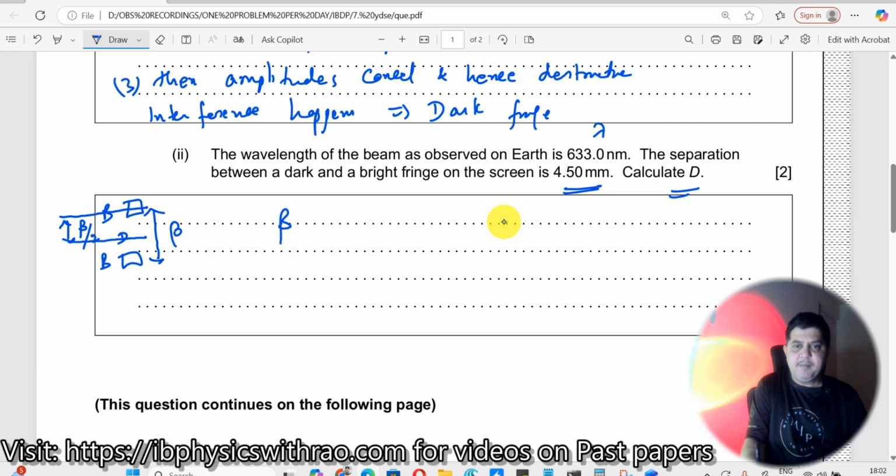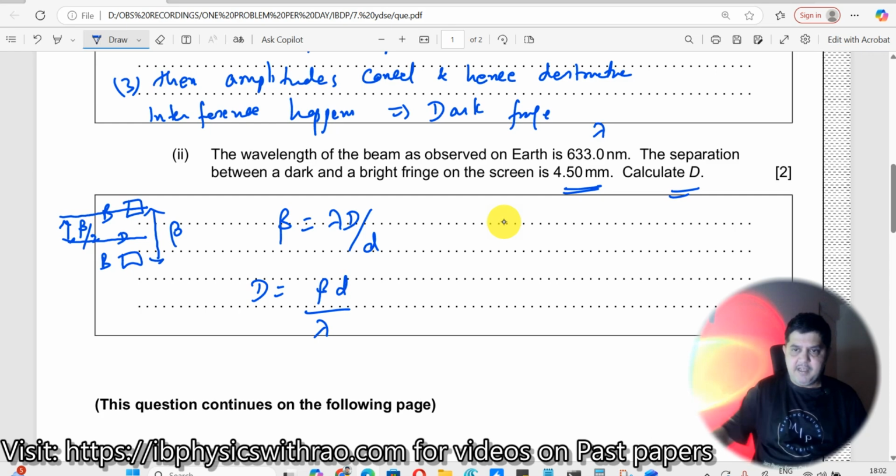And this value of beta is given by the formula lambda into capital D divided by small d. Lambda is wavelength, capital D is the distance between the slit and the screen, and small d is the distance between two slits. Now what is he asking? He is asking you to find out the value of D. So therefore I will write D is equal to beta d divided by lambda.